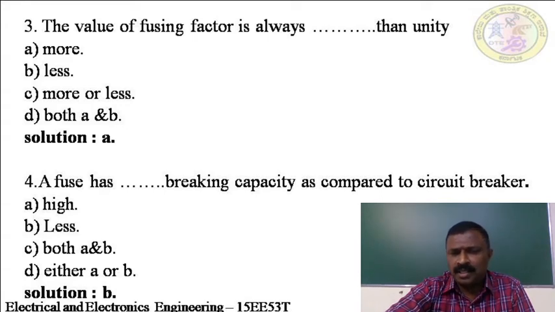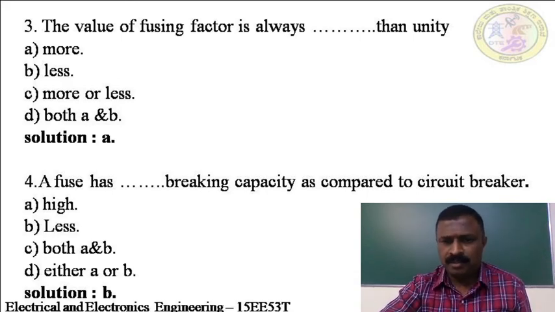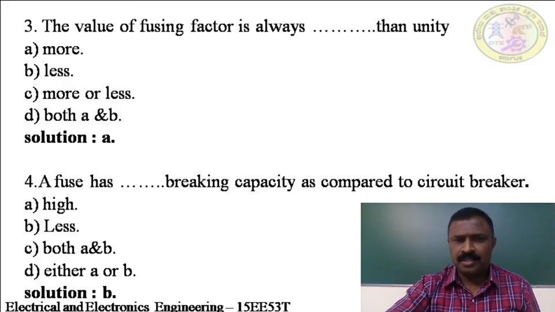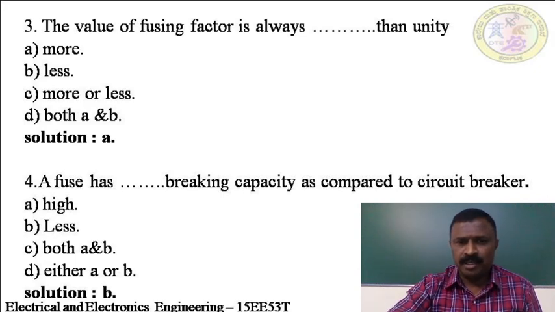Fourth, a fuse has dash breaking capacity as compared to the circuit breaker. The options are A high, B less, C both A and B, D either A or B. Always the fuse has less breaking capacity compared to the circuit breaker. The reason is the current handling capacity of the fuse is comparatively less than the circuit breaker. Therefore the breaking capacity of the fuse is less. So hence the solution for this is B.